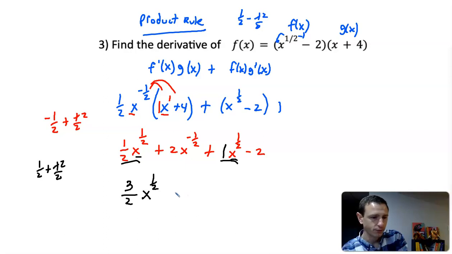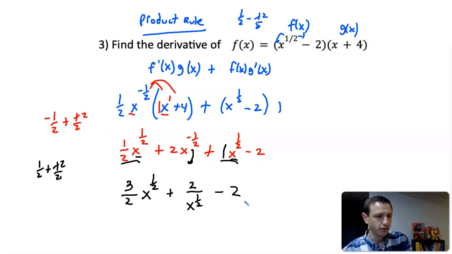And just to save myself a little bit of time here, I'm going to rewrite this, bringing this down to the bottom. So this is going to be plus 2 over x to the 1/2, like that, minus 2. So that minus 2 there, because I don't have any other constants. So this would be my derivative of that. You could rewrite this 3/2 square root of x plus 2 over square root of x minus 2, but this is fine also.